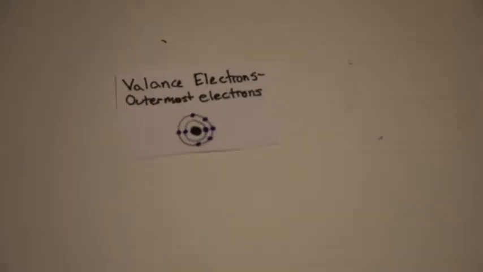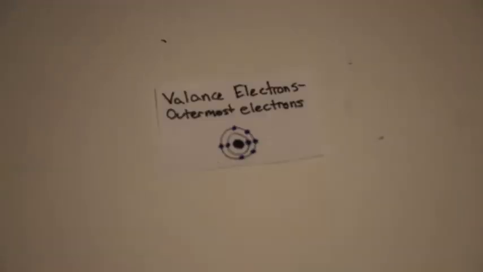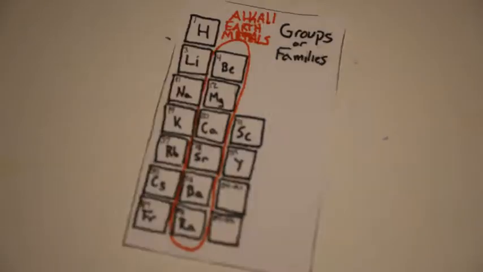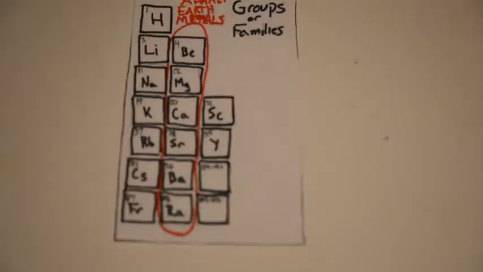Now on to valence electrons. The valence electrons are the outermost electrons. A group or family are the vertical columns. This one is alkali earth metals. Now for the vocabulary terms.